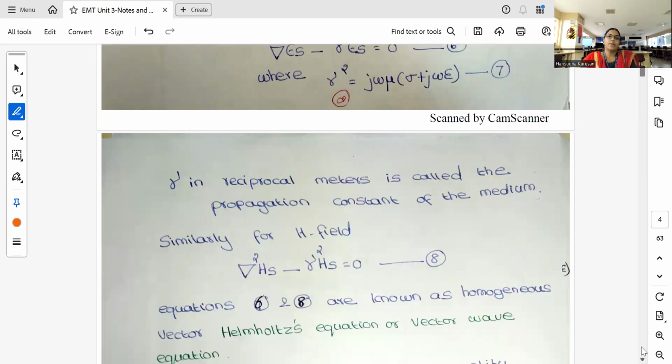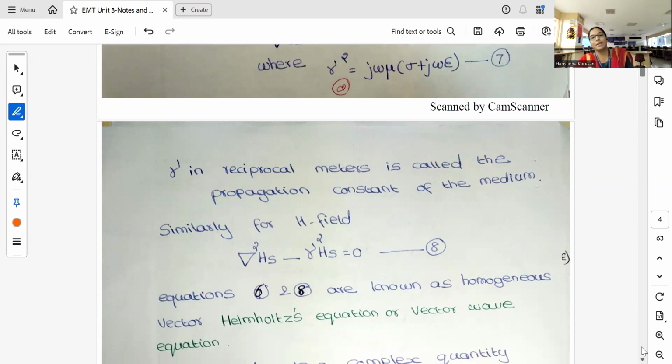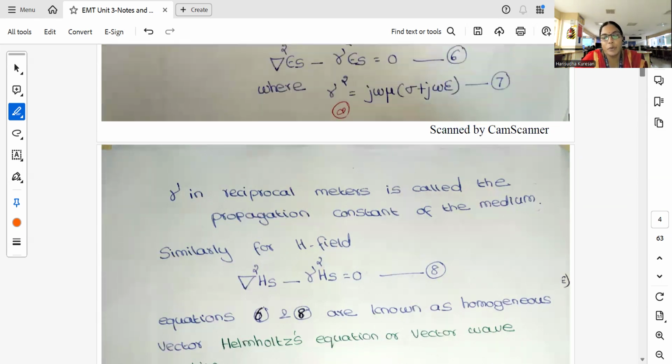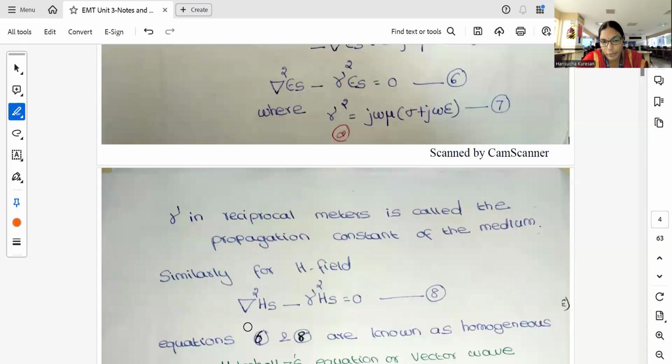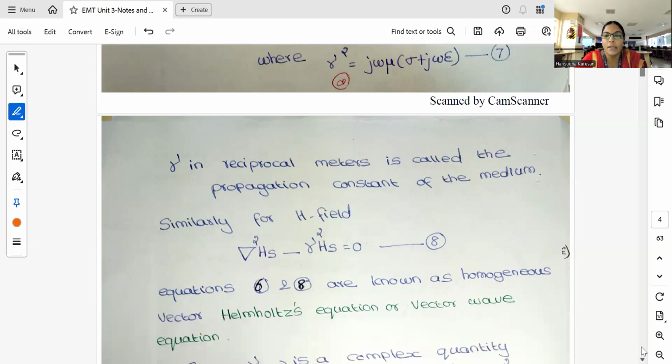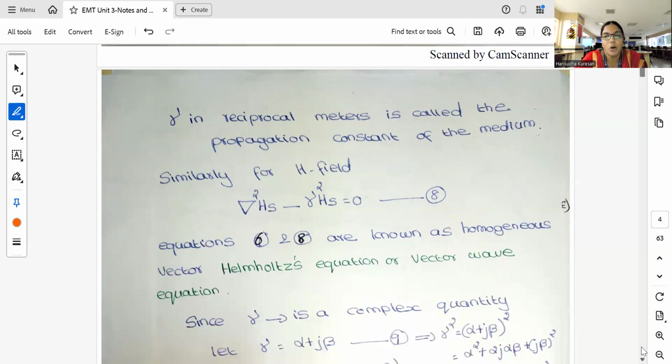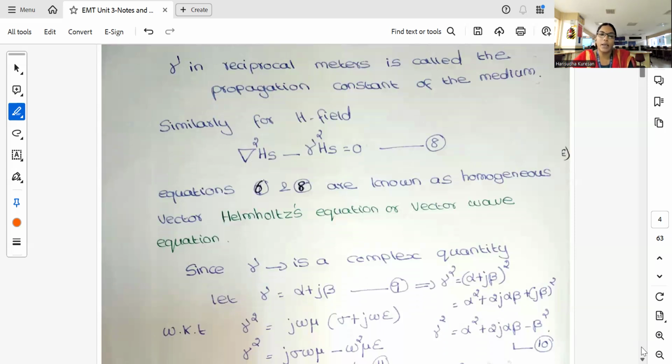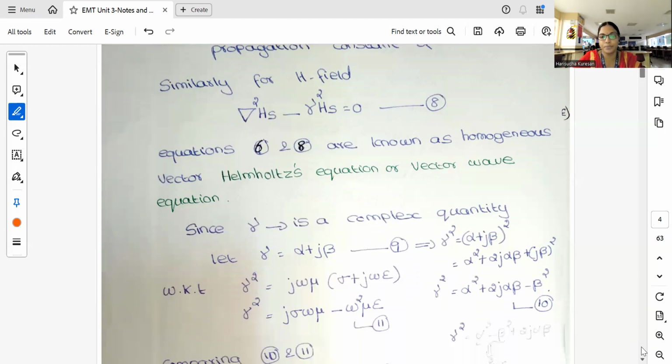So what is gamma? Gamma is nothing but the reciprocal meters, and it is called the propagation constant of the medium. So similarly, when you write for the electric field, obviously you can write for the magnetic field also. So you can write it as del square Hs minus gamma square Hs will be equal to 0. So therefore the equations 6 and 8 are known as homogeneous vector equations, or else you call it the Helmholtz equation or vector wave equation.